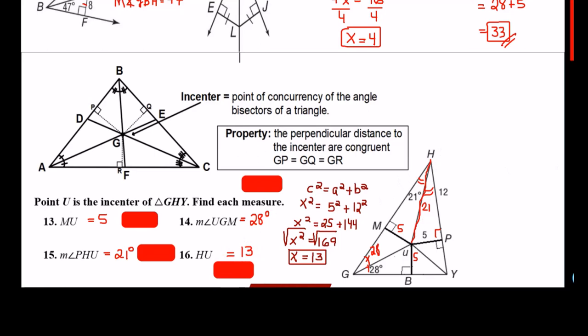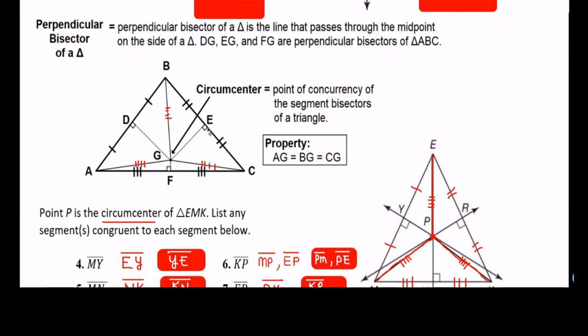So that concludes the lesson for today. Today we talked about angle bisectors and perpendicular bisectors. The key information is that the angle bisectors, the point where they meet is called the incenter. And if you draw the perpendicular distance to the incenter, they are congruent. And perpendicular bisectors, wherever they meet in the triangle, okay, that point that they meet is called the circumcenter, and the distances from the vertices to that point are all congruent.